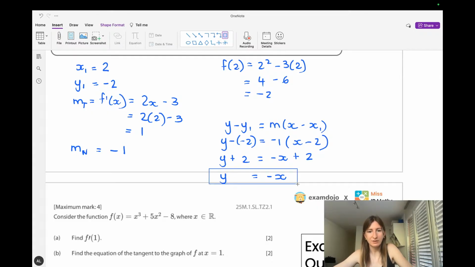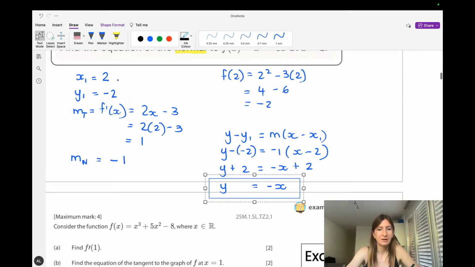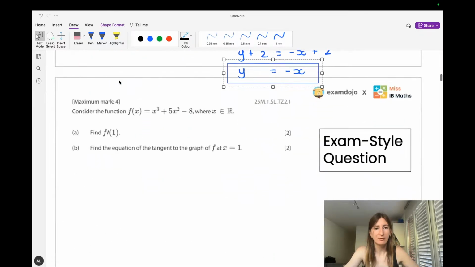That's the only difference with tangents and normals. So don't be afraid of normals. Any questions at this point? Okay, let's do some exam questions.